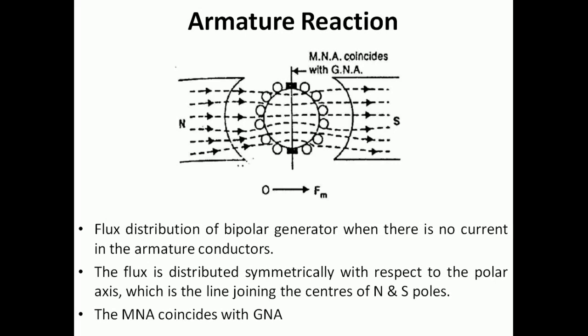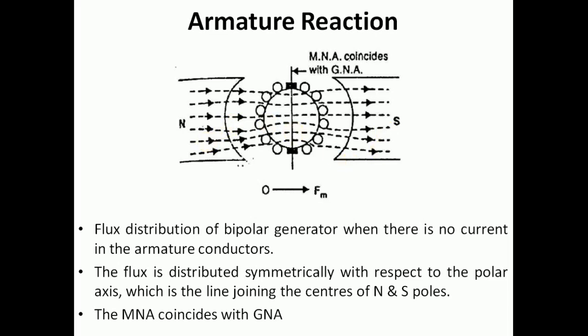For understanding armature reaction in detail, we will be considering a bipolar generator. Bipolar generator means a generator having two poles, as indicated in this figure. There are only two poles, this north pole and the south pole. Main flux is the flux which passes from this north pole to the south pole.